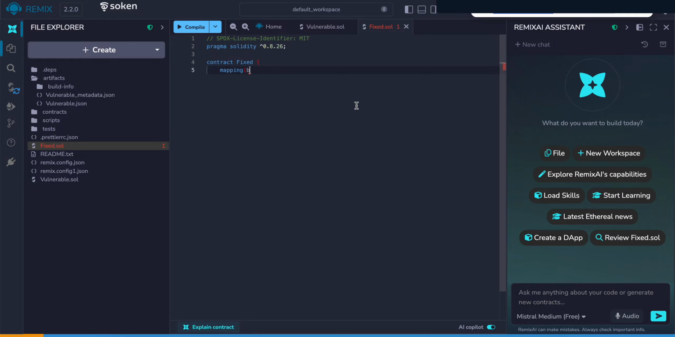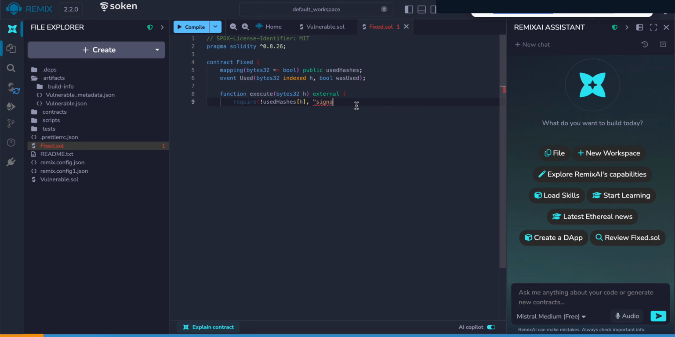Create a second file, Fixed.sol. Same pragma, same contract layout, same storage mapping, same event, same external function. The body is identical except for one new line at the top: require not usedHashes of hash, with the revert reason "signature already used". That is the fix. Six words of Solidity, evaluated before any state change.